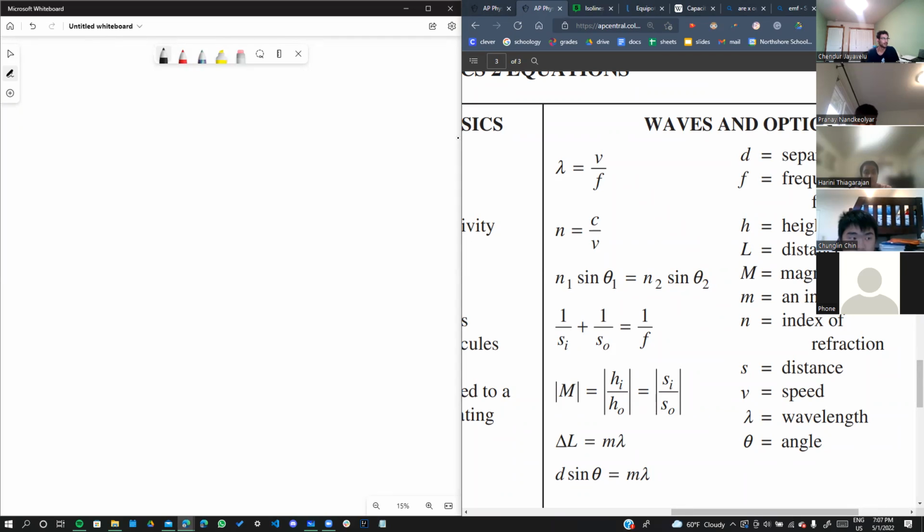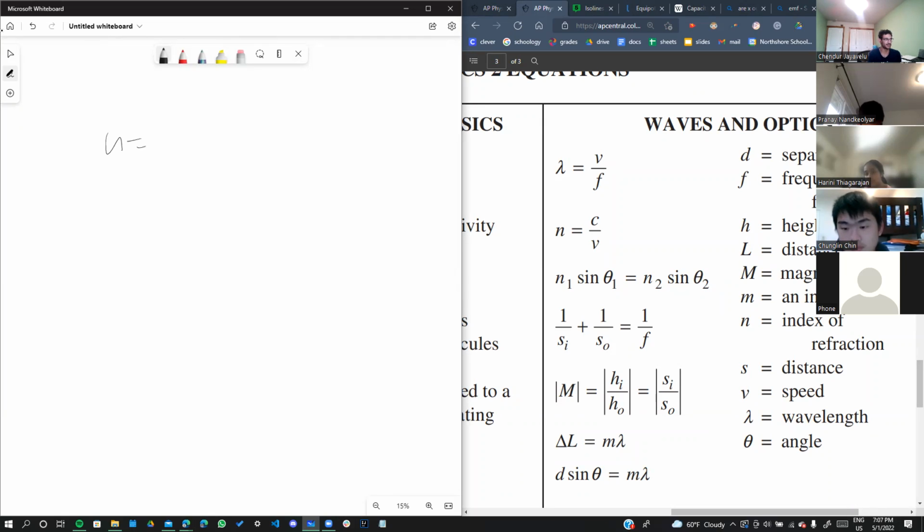Wait, for magnetism, did we cover Faraday's law? Isn't that the change in flux? Yeah, that's Faraday's law. So I just know that change in magnetic flux provides voltage. That's all it is.